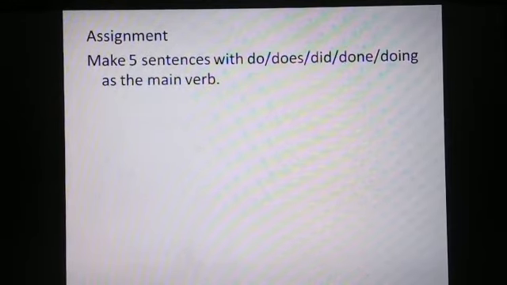Assignment: make 5 sentences with do, does, did, done, doing as the main verb. So boys and girls, you have to make one sentence each with each of the 5 words that are written there, right? One with do, one with does, one with did, one with done, and one with doing. Use them as the main verb in those sentences. Do the work in your rough notebook, click a picture of it, and you can send that picture to me on my WhatsApp number for checking.